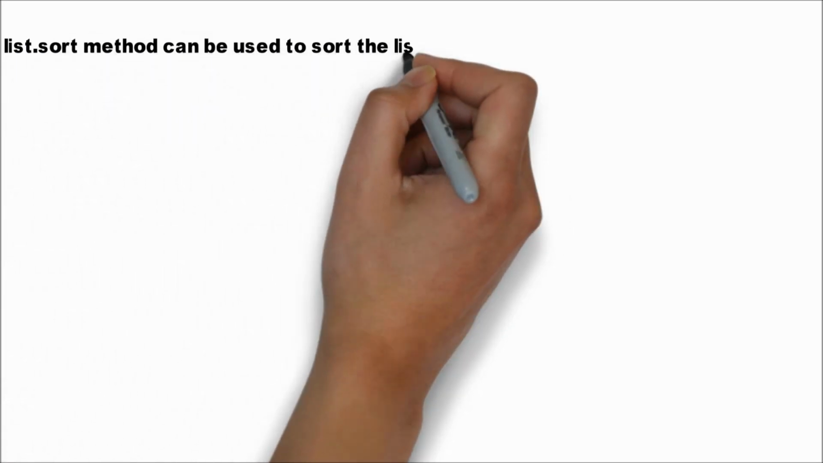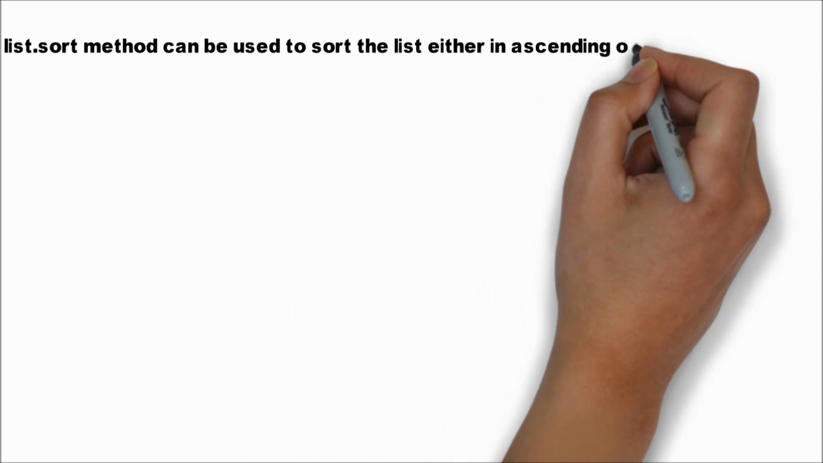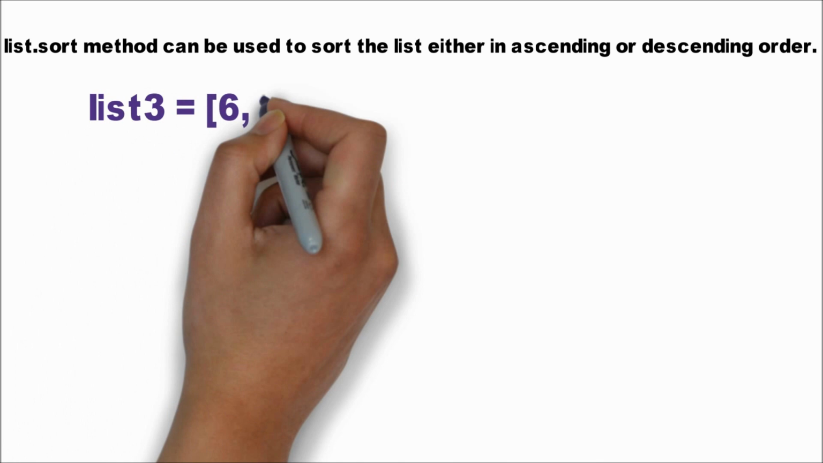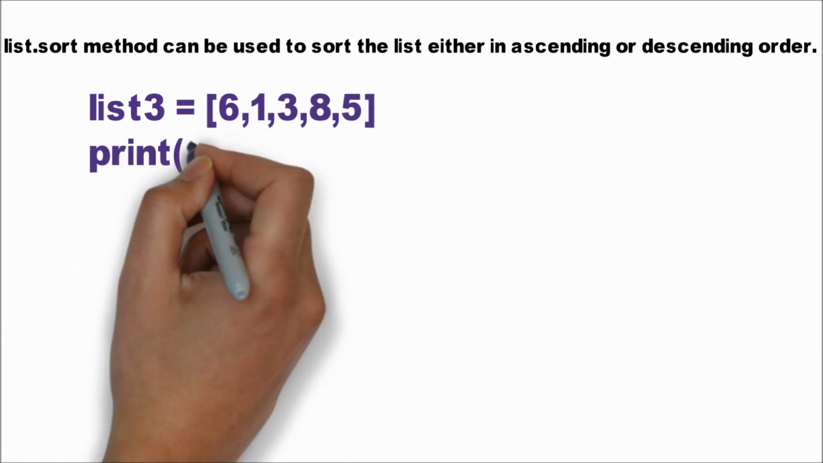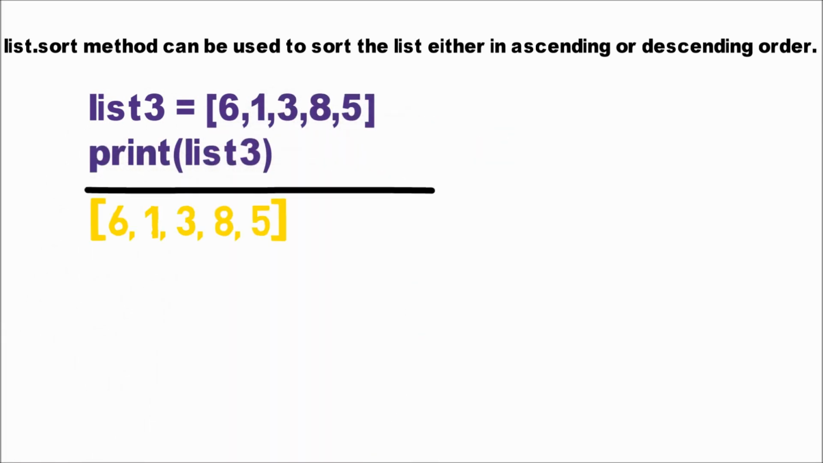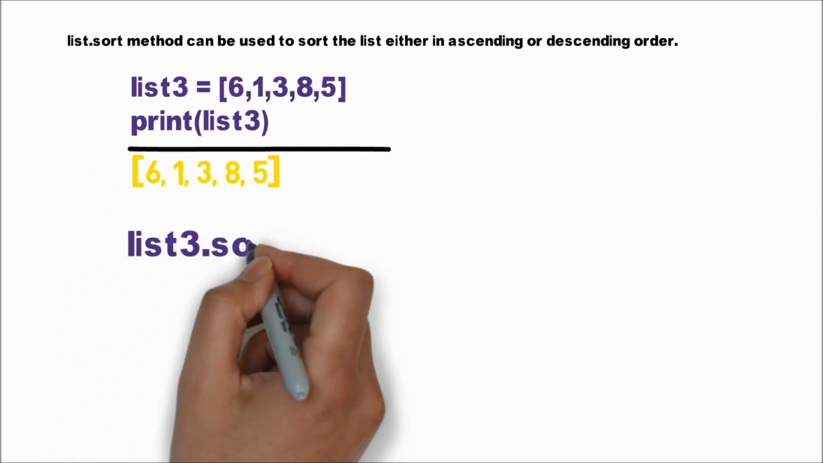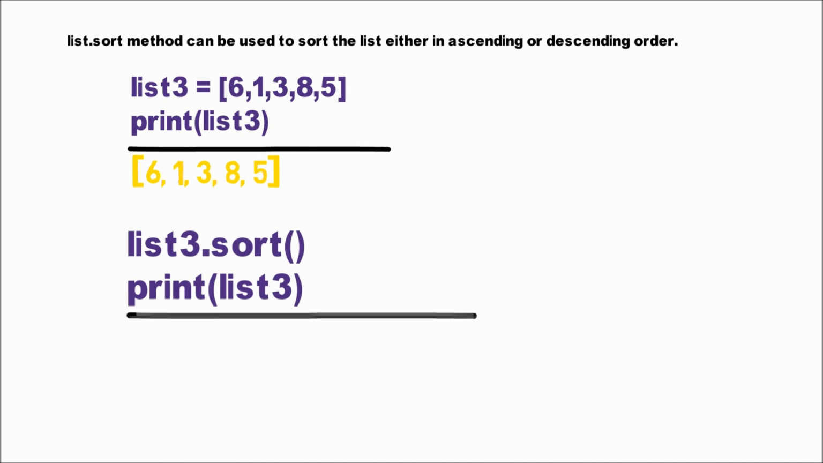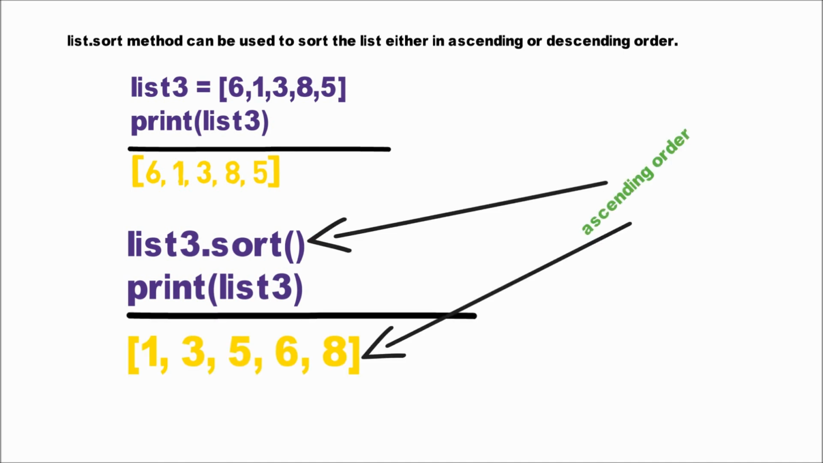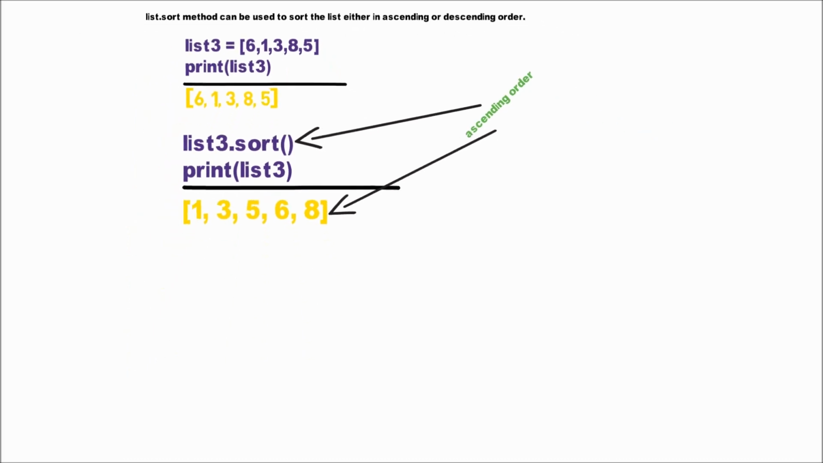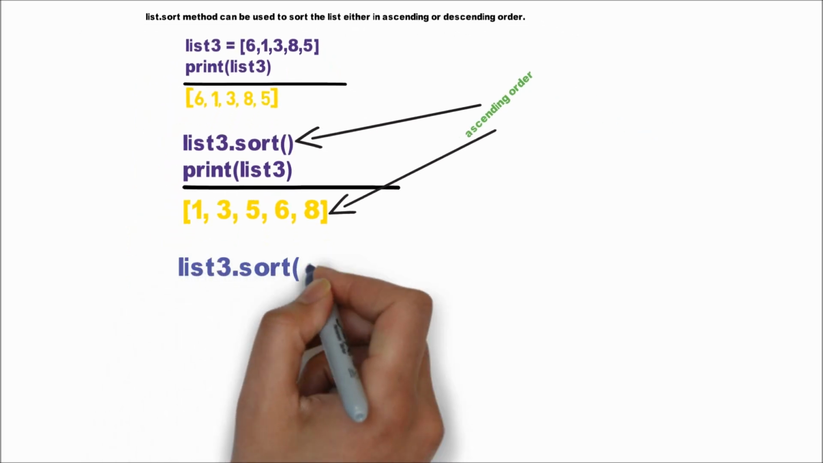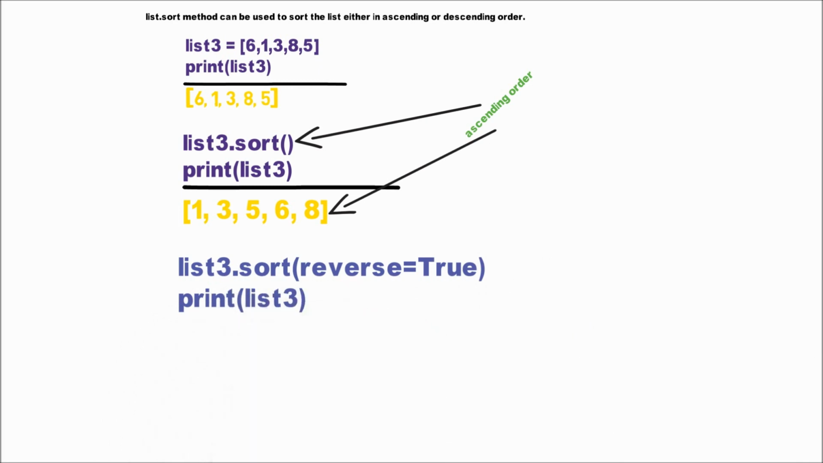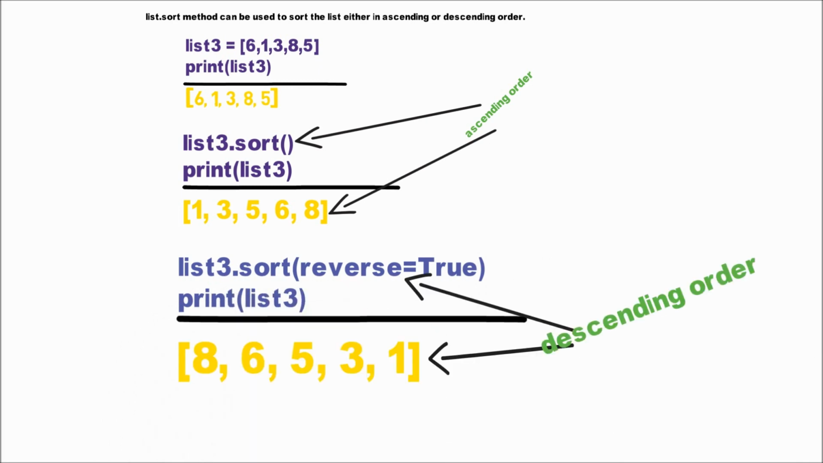The list.sort method can be used to sort the list either in ascending or descending order. Let's create a list3 equal to 6, 1, 3, 8 and 5. Let's try to sort this list in ascending order using the list.sort method. By default, if we do not pass any argument, the method will sort the list in ascending order. If we want to sort the list in descending order, we have to pass an argument reverse equal to True.